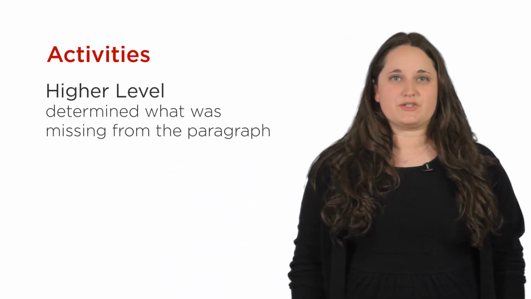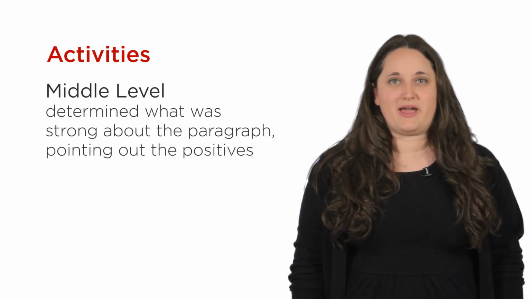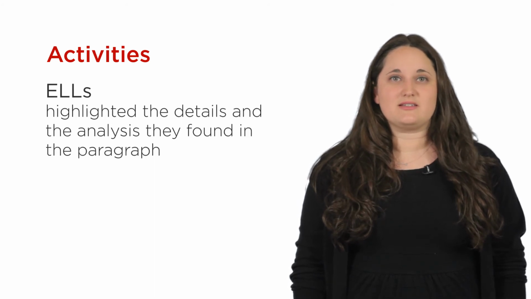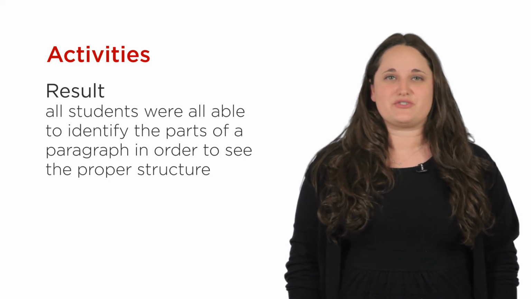Next, we reviewed the rubric for the short response writing, which the students have previously seen and we have gone over. With this, students were given an activity to do. The higher level students had to work to determine what was missing from the paragraph. The middle level had to determine what was strong about the paragraph, pointing out the positives. The L's had to highlight the details and the analysis they found in the paragraph. With this, students were all able to identify the parts of a paragraph in order to see the proper structure.